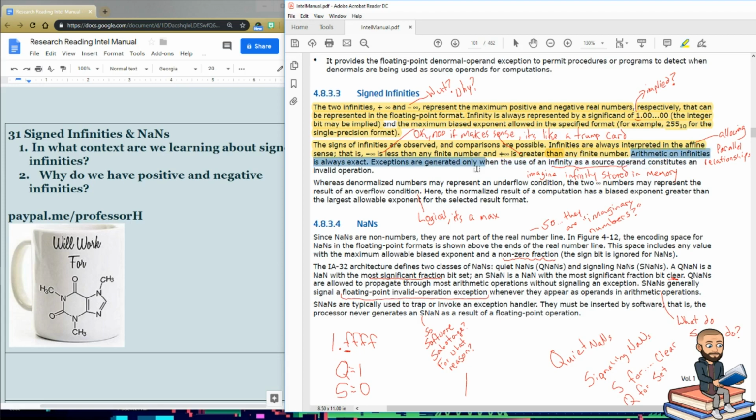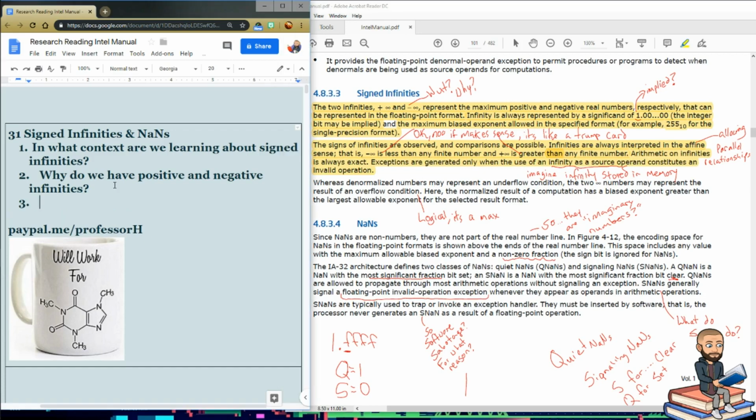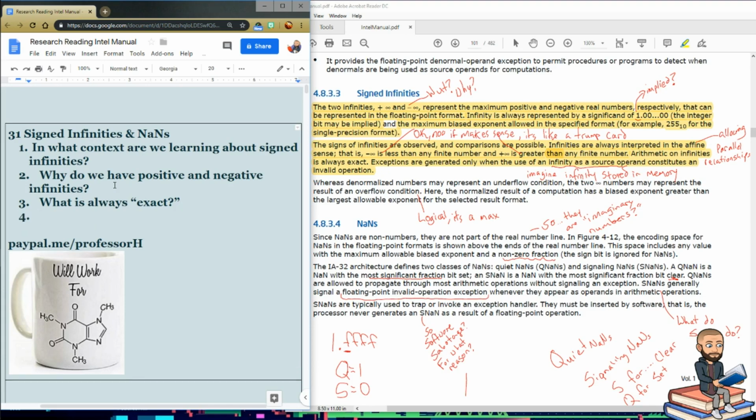So arithmetic on infinities is always exact. Exceptions are generated only when the use of an infinity as a source operand constitutes an invalid operation. So two sentences that are very confusing to me. So to clarify, let's at least make sure we know what the sentence is saying. What is always exact? The answer is arithmetic on infinities. I mean, I can make an inference as to what that could mean, and I'm sure you can too, but let me not, just so I'm not filling anyone's head with incorrect information.